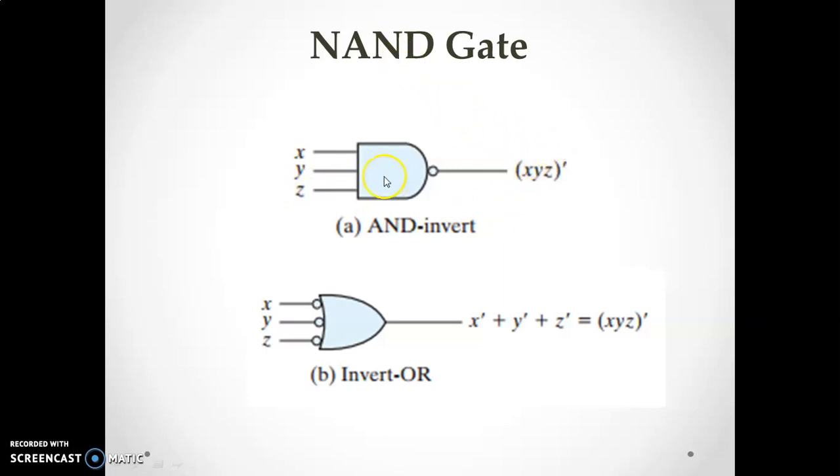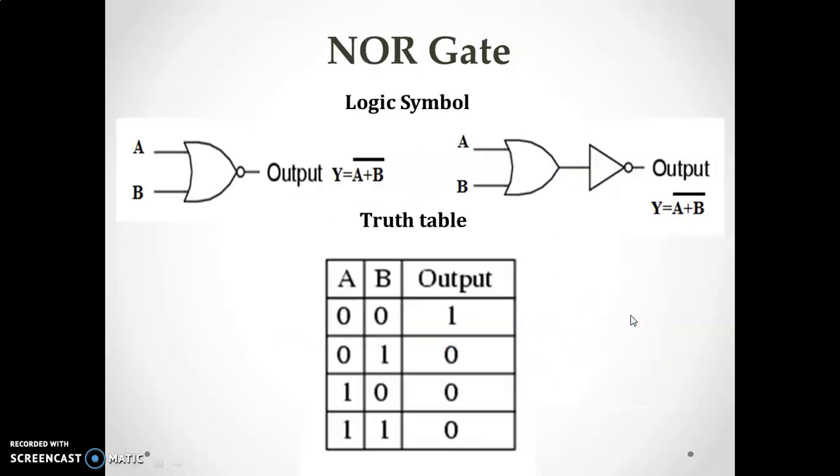So NAND gate can be obtained by putting a bubble at the output of the AND gate, or it can also be obtained from the OR gate by inserting bubble at the input side of the OR gate. So now the inputs of the OR gate will be X bar, Y bar, Z bar. So the output will be X bar plus Y bar plus Z bar, which is nothing but, by using De Morgan's theorem, this can be written as X, Y, Z the whole bar.